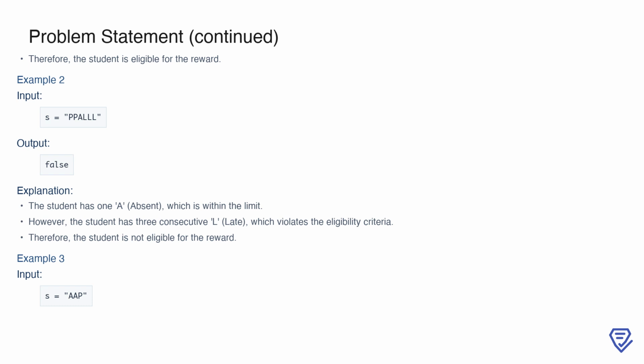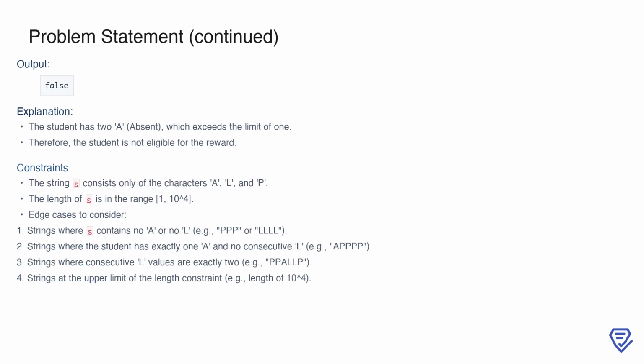Lastly, consider the example where the input is S equals AAP. In this case, the output is false. The reason is that the student's record contains two occurrences of A, which exceeds the allowable limit of 1. Because of this, the student fails to meet the reward criteria.